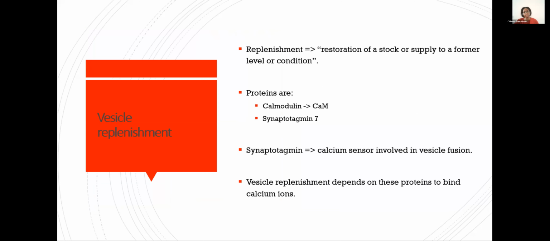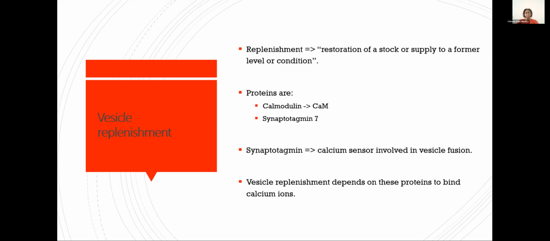So now we'll move on to vesicle replenishment. So what is replenishment? The Google definition of replenishment is a restoration of a stock or supply to a former level or condition. So if you use this definition, then vesicle replenishment would be returning the amount of vesicles back to the original number.